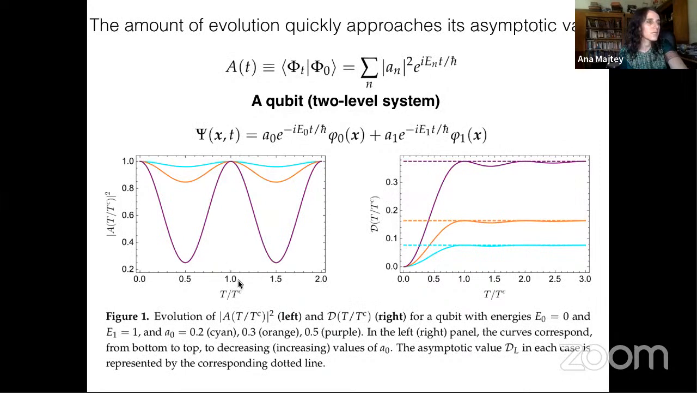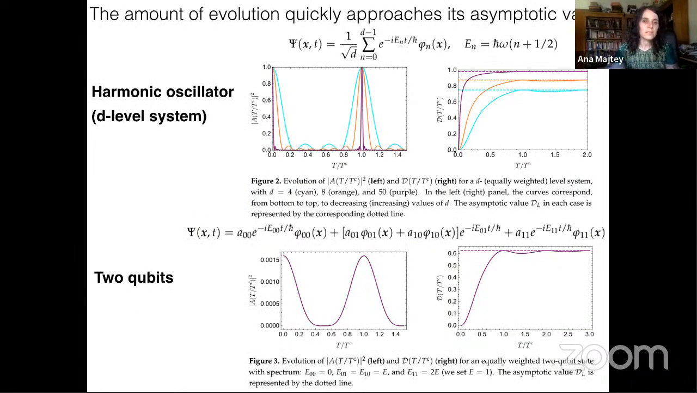These figures are shown as a function of the capital T over Tc, where Tc is the natural period of the system. And we see that the amount of evolution quickly reaches its asymptotic value in all cases. These different cases correspond to different values of this coefficient A0 here. And in all cases, the asymptotic value is represented by this dashed line. So in a time which is close to the characteristic time of the system, we can see that the measure reaches the asymptotic value for all cases.